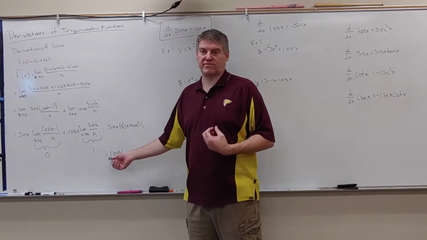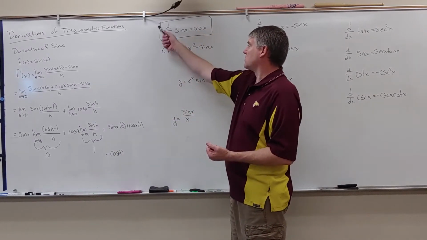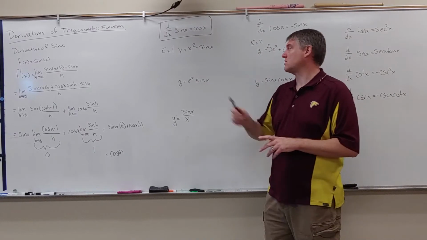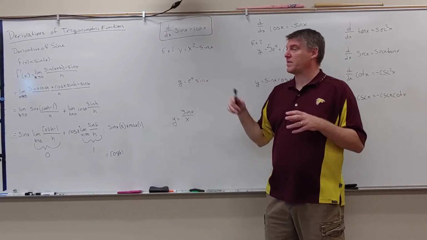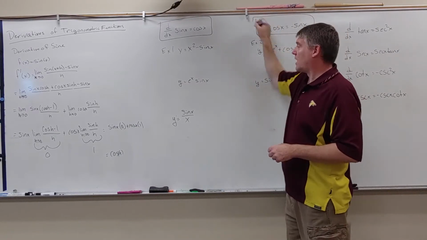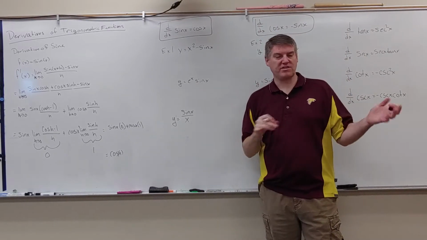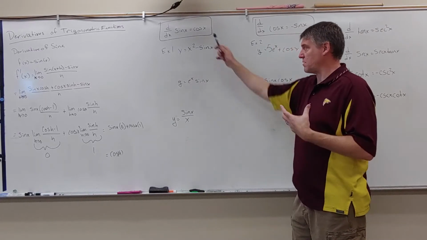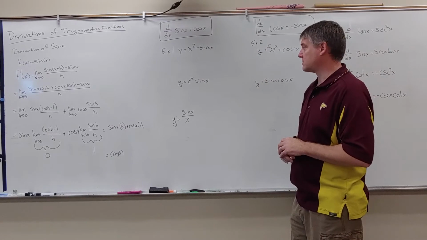So the derivative of sine x is cosine x. This is something that you need to remember. The derivative of sine x is going to be cosine x, and then you're going to need to know the derivative of cosine x. Those two are the most important. Everything else is based off of those, okay? So the other four can be based off of what sine and cosine are.